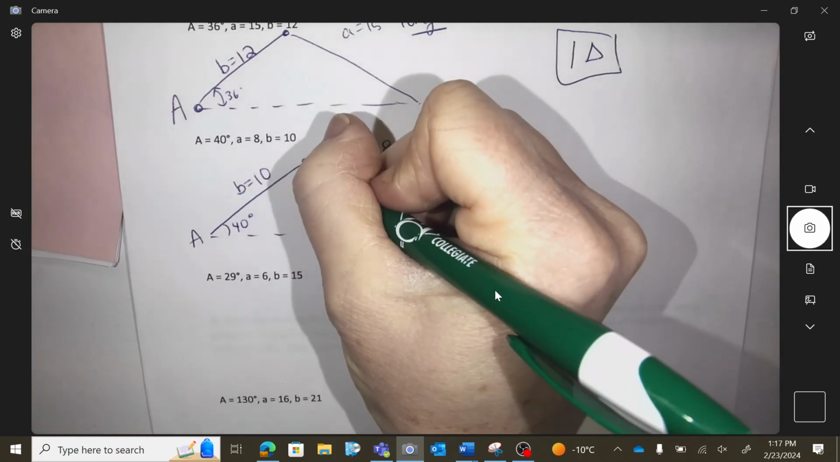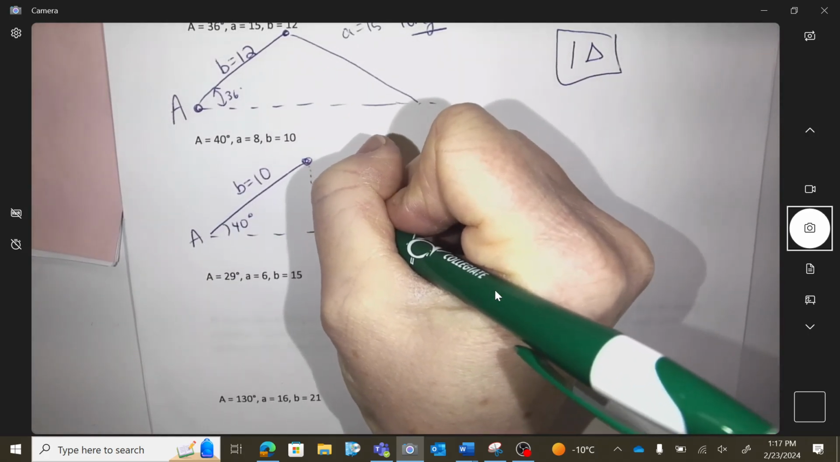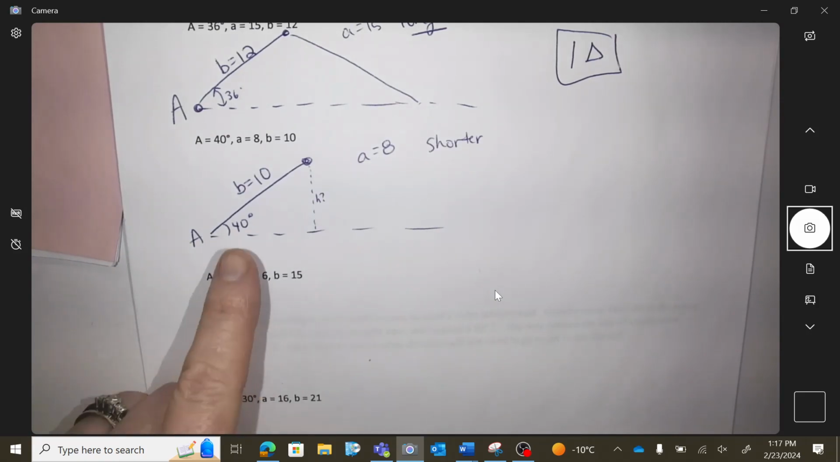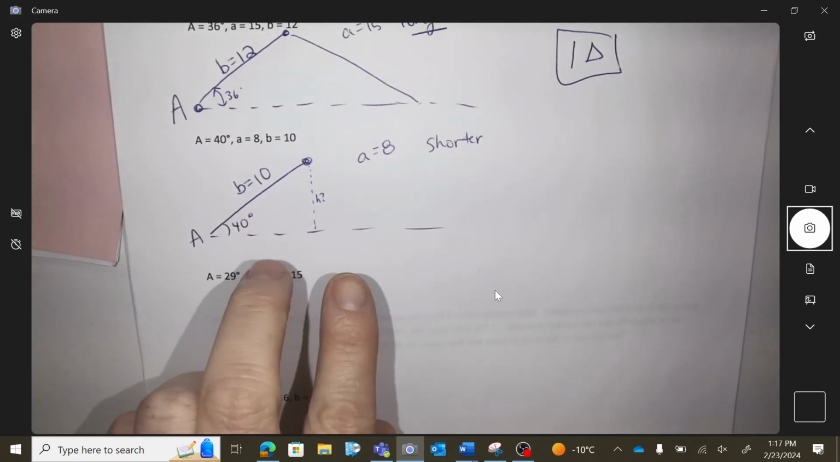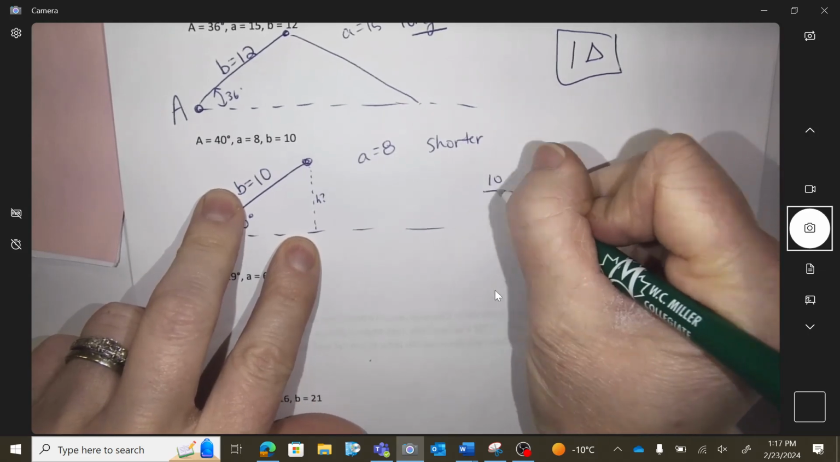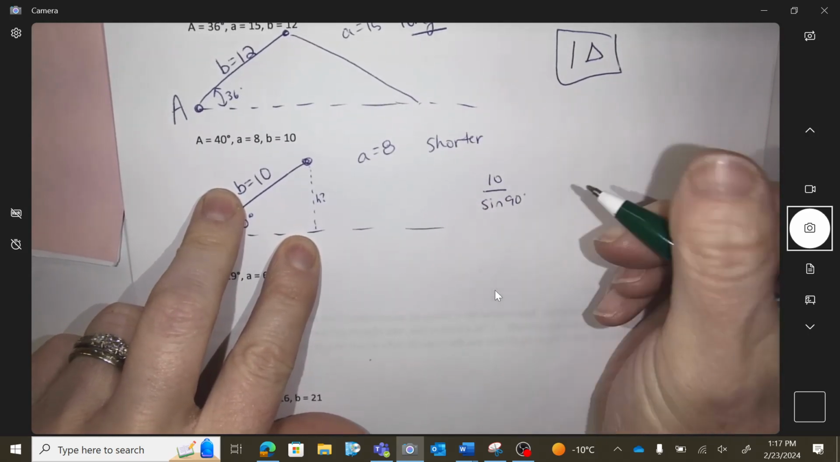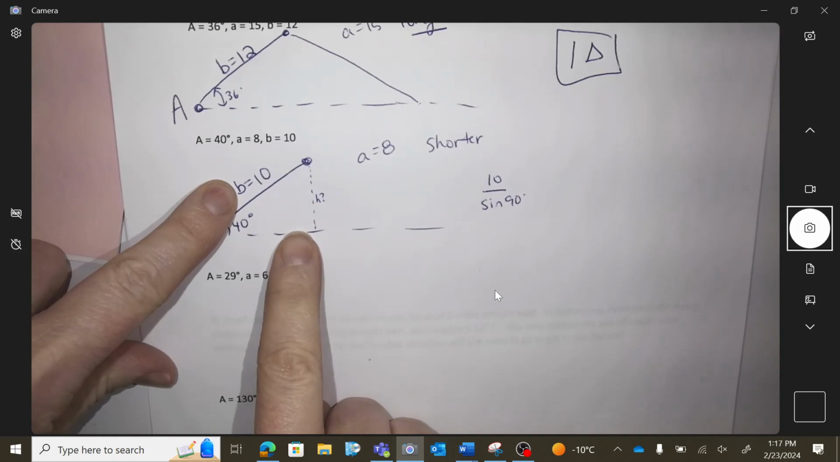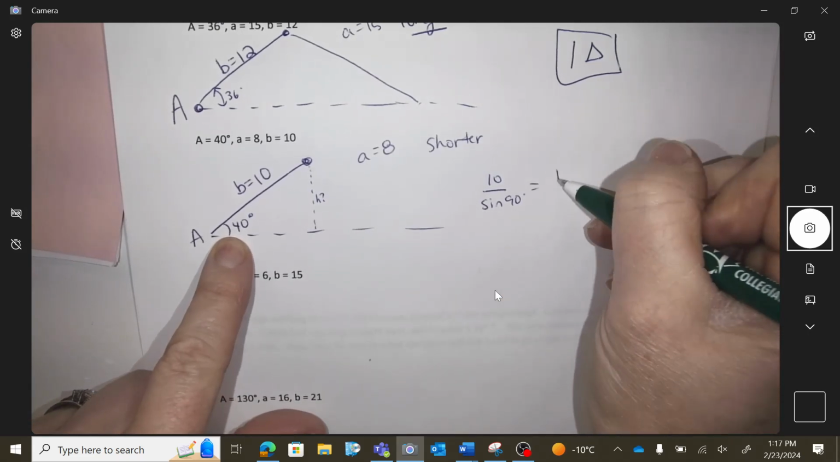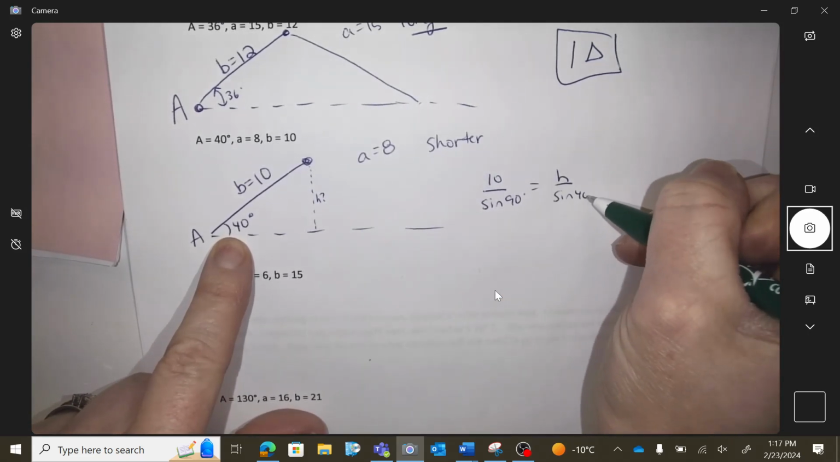So what we're going to do is say, well, what is the height of this thing now? So can you figure out the height? So I'm going to go like this. 10 over sine of 90 degrees. Do you see that set? 10 is across the 90-degree corner, and the height is across a 40-degree corner.